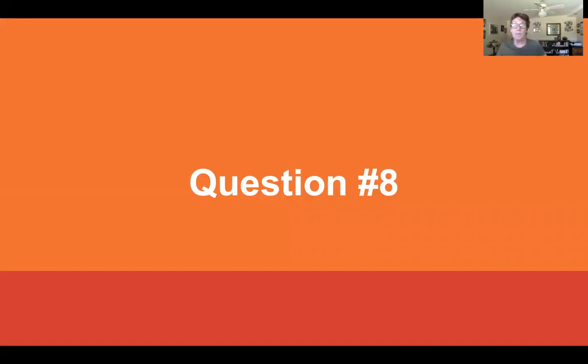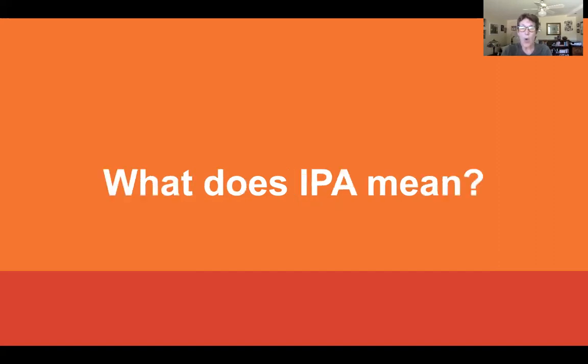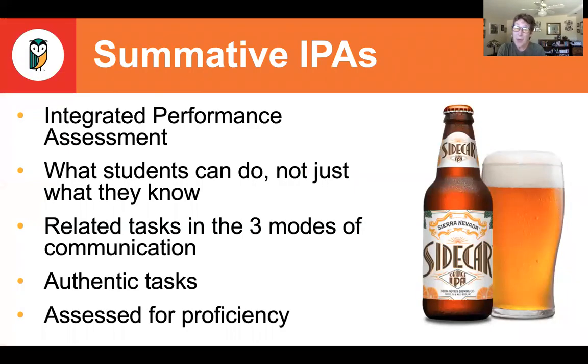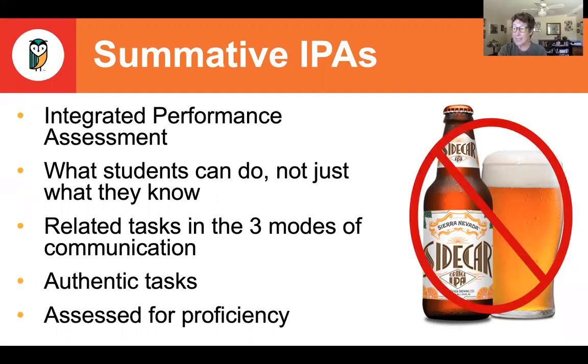Okay, moving on from formative assessments, let's take a look at our question 8. What does IPA mean? What is an IPA? Linguistically speaking, in world language education, what is an IPA? Integrated performance assessment, also accepted Indian Pale Ale. So even though IPAs can mean different things, we are not talking about beer in this case.